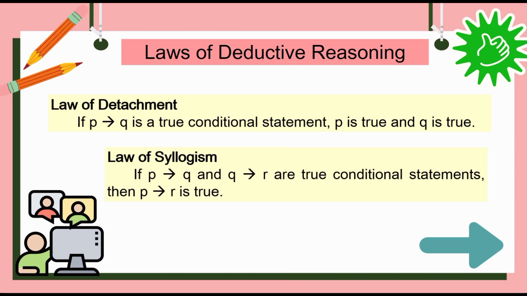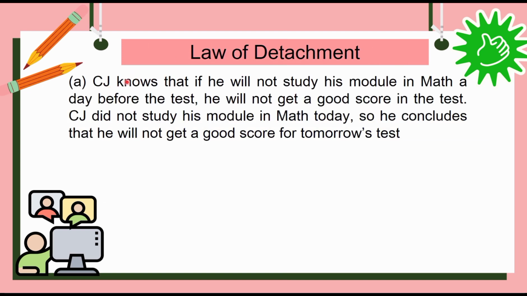Let us have the first example under law of detachment. So for letter A, CJ knows that if he will not study his module in math a day before the test, he will not get a good score in the test. So CJ did not study his module in math today.